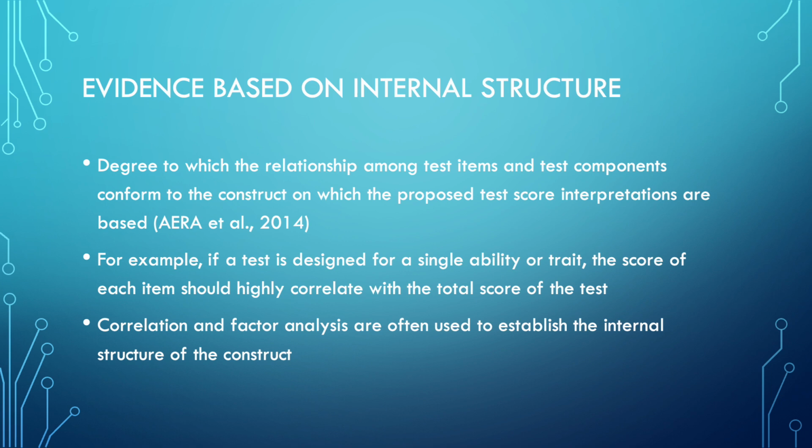So if most of the questions, let's say it's on a 5-point scale, people are answering 5, but then on question number 6, most people are answering a 1, then maybe there's something wrong with how that question is worded, or maybe that question's not actually answering or assessing what we think it should be. So we need to look at each item to see that it's highly correlated with the overall score of the test. The correlation and factor analysis are often used to establish the internal structure of the construct.